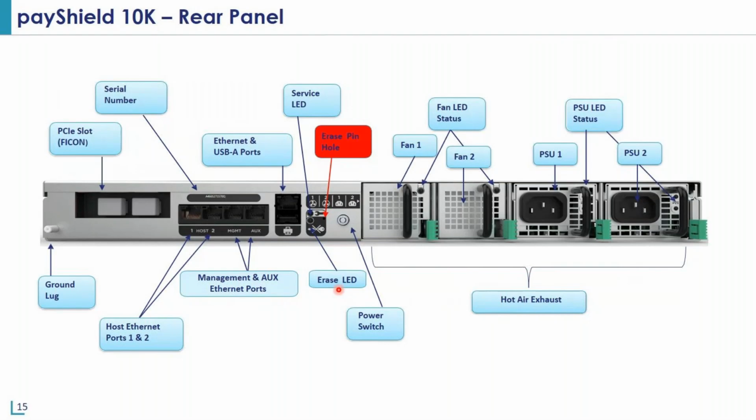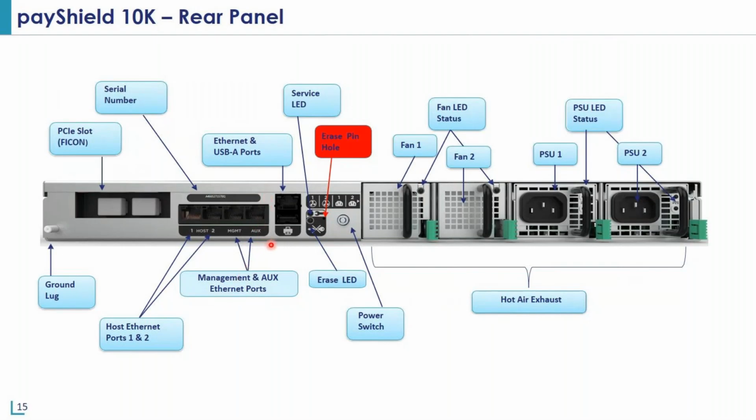This is how the rear panel of your Pacial 10K looks like. This will be there if you have a Ficon based model. If not, you will be using this one. You have four Ethernet ports, two for your host communication, one for your management, your Pacial manager, and another your auxiliary port.